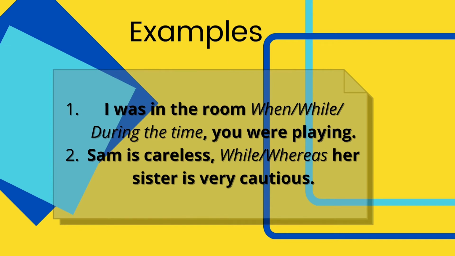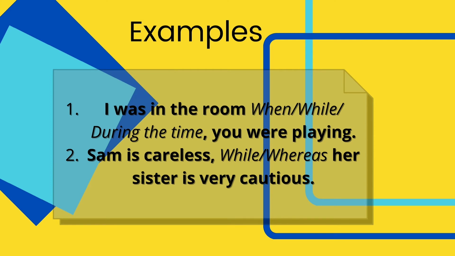In example second, Sam is careless while her sister is very conscious. In this particular example, while is used to show the opposite. It's used in a place of opposite, you can say, which clearly shows that it's just a way of using.